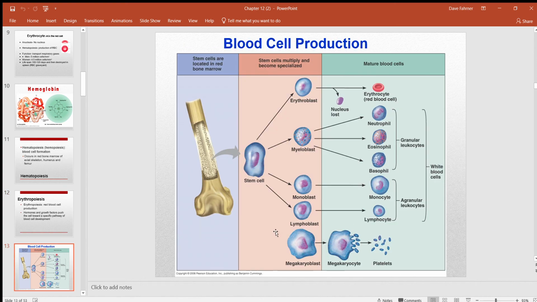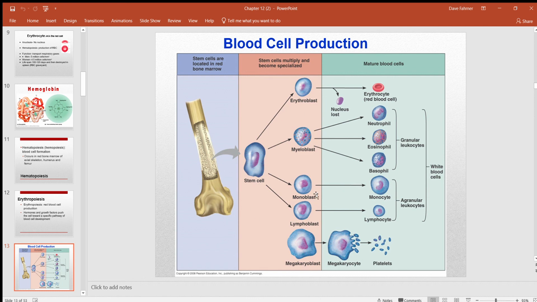This is just a simple diagram to show you. Here's the bone marrow where red blood cell, white blood cell, and platelet production normally occurs in the shaft of long bones. They basically start from a cell that is non-differentiated, which means it's just a general cell. And then that cell changes into a specific kind of stem cell. And then from there, that specific kind of stem cell will turn into a more specific kind of blood cell.